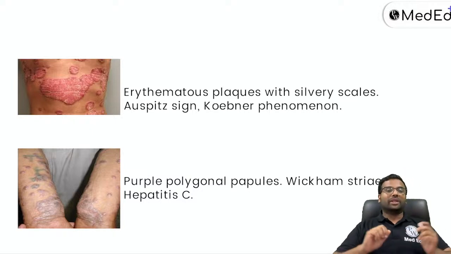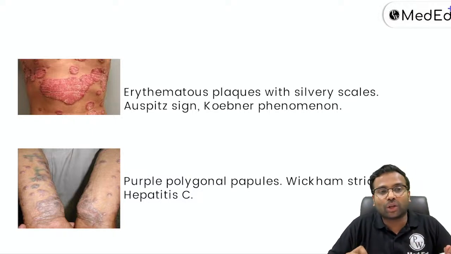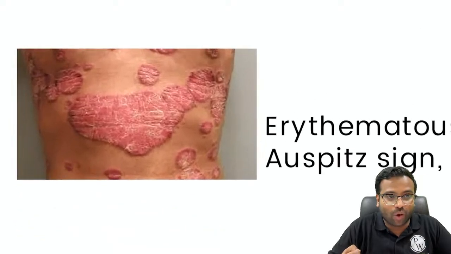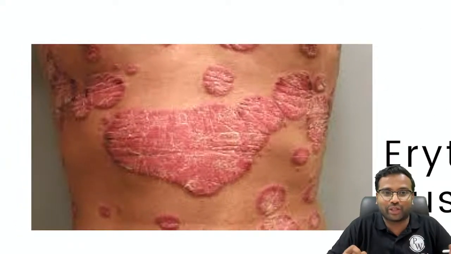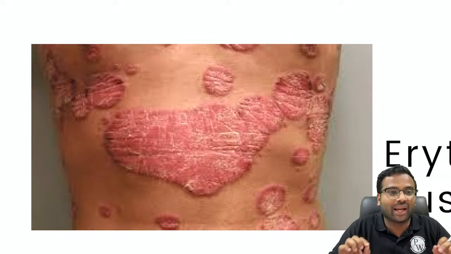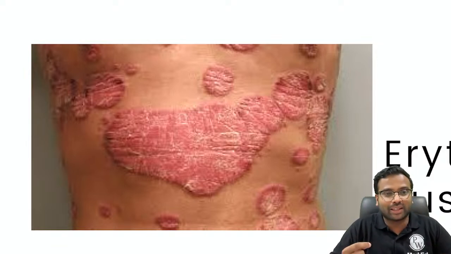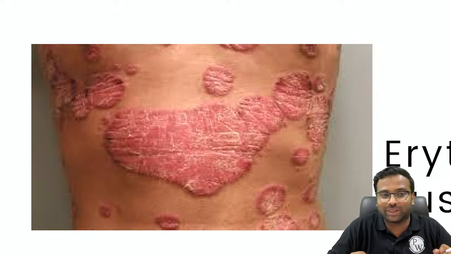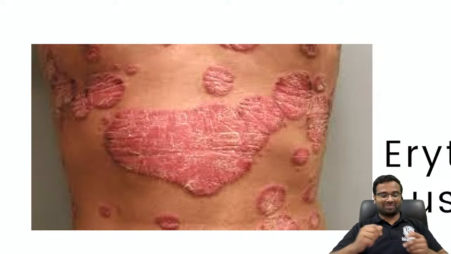Okay. So the image is given here and the clue is erythematous plaques with silvery scales. And you find Auspitz sign here as well as Koebner phenomenon. Now what I'll do is I'll just zoom this image for you. It's a spot diagnosis. You can see a red color plaque. There is some silvery white scaling. And the clue for you says that the patient shows Auspitz sign and Koebner's phenomenon. How many of you are able to answer this one?